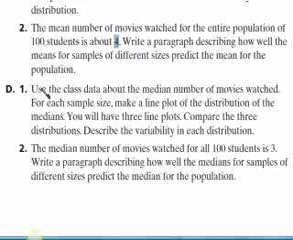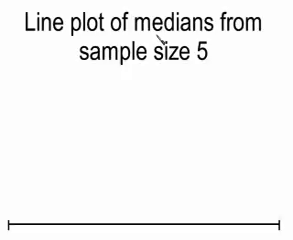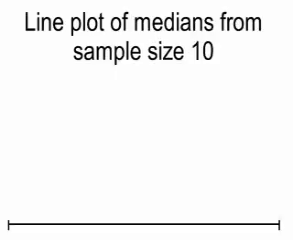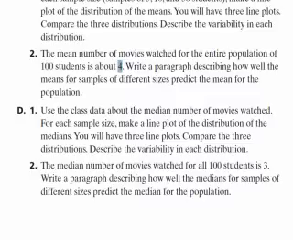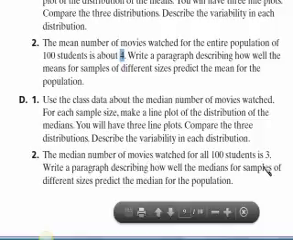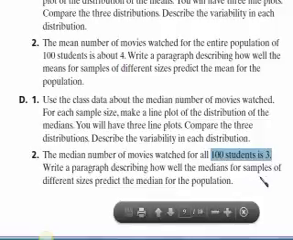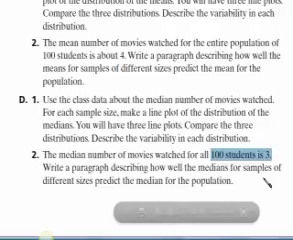Question D asks you to use the medians from each sample size, and you're going to make more line plots. So now you should have a line plot for the medians from sample size 5, the medians of sample size 10, and the medians of sample size 30 to answer this question. So you have 3 more line plots, and then again the actual median is 3, so the actual middle number is 3 out of those 100 students. You're asked to write a paragraph describing how each sample size predicted the mean.